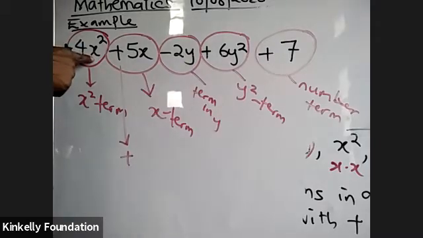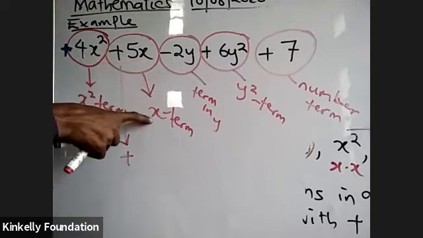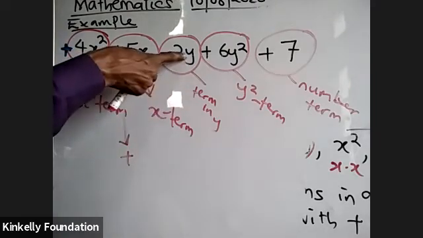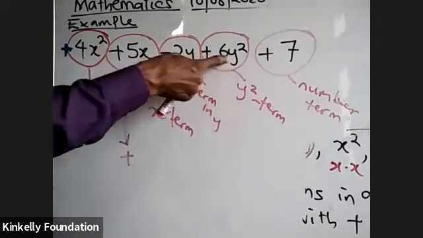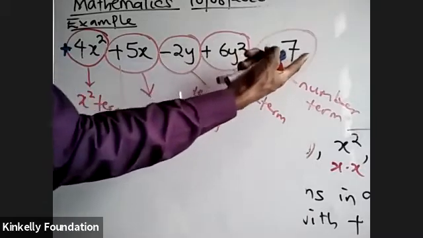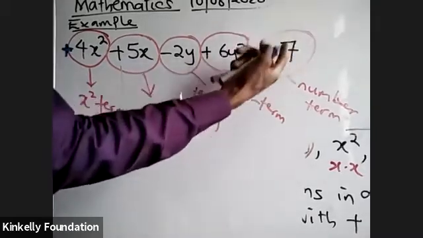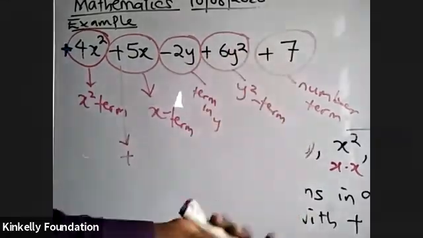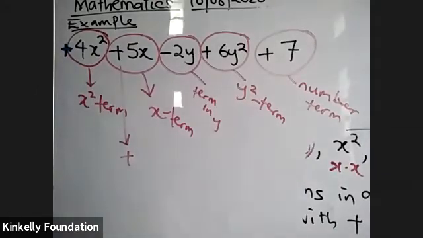This is one term here, a term in S squared. This one is a term in X. This one is a term in Y. This one is a term in Y squared. There is no variable here. There is no alphabet. So this is an ordinary number term, which most times we call a constant.